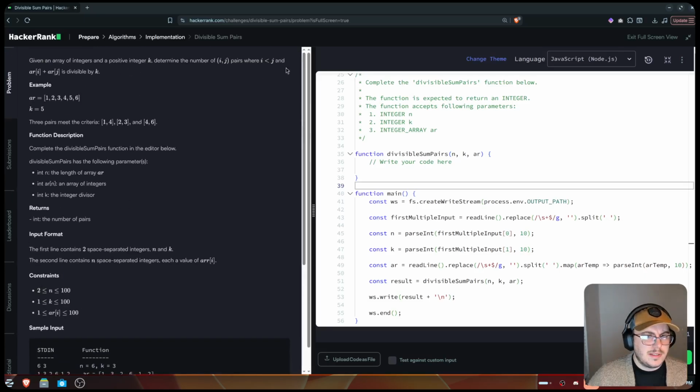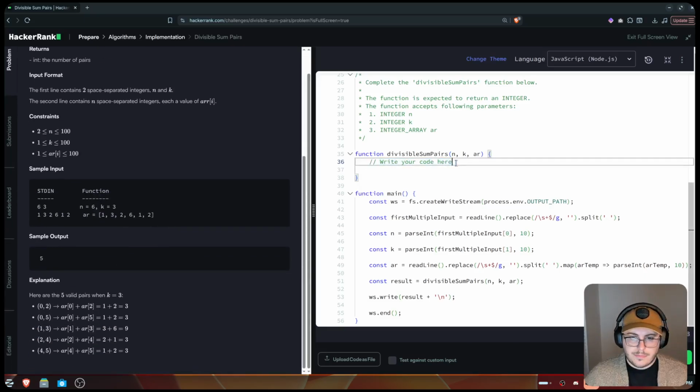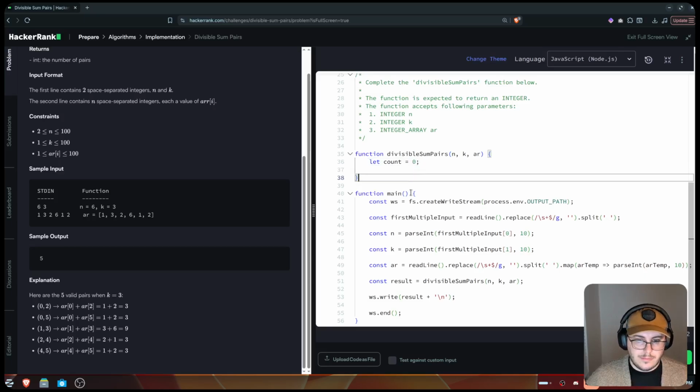So wait, what is it expecting again? Given an array of integers and a positive integer, determine the number of pairs, so we're doing a count. Since we're counting, we're going to need a let count. Can you guys see that? Yeah, you can't see it. So we need a count. We're going to start this at 0 because, I mean, it just needs to be 0. It's a number, and you get why it needs to be 0. Okay, let's see. Here are the 5 valid pairs when k equals 3.